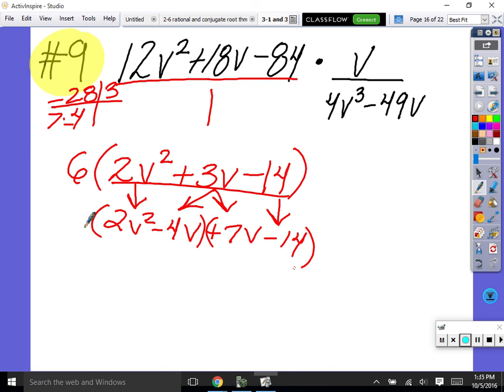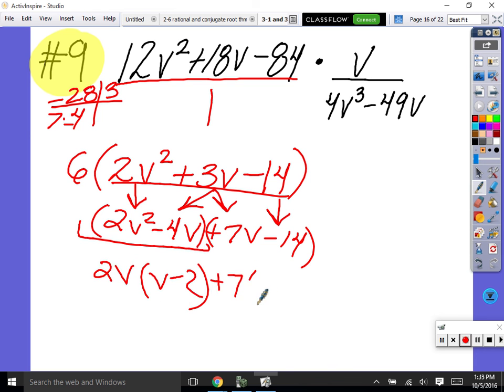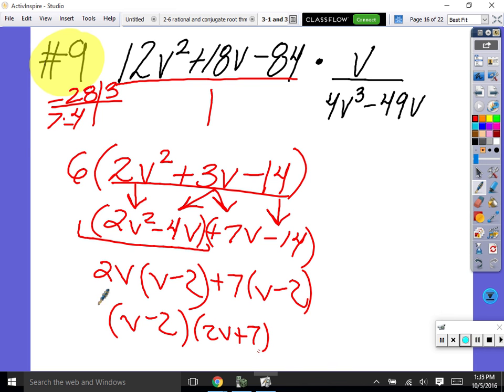Now it's factoring by grouping. In common here is 2b. You guys, we should be excellent factors by now. b minus 2, correct? In common here is positive 7. Left is b minus 2. So I can factor out b minus 2. And left is 2b plus 7. Now we can't forget, wasn't there a 6? Okay, so now we have that. That was just this piece.